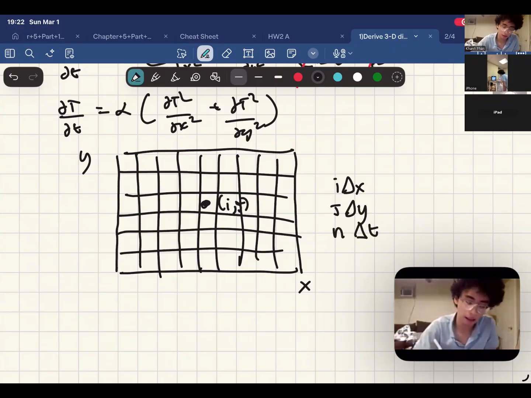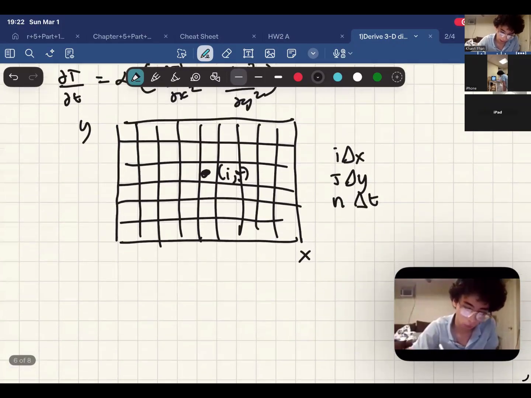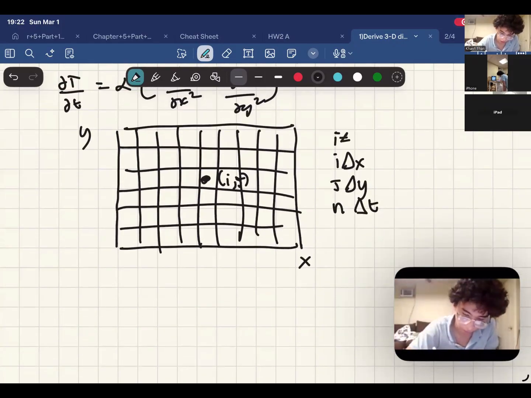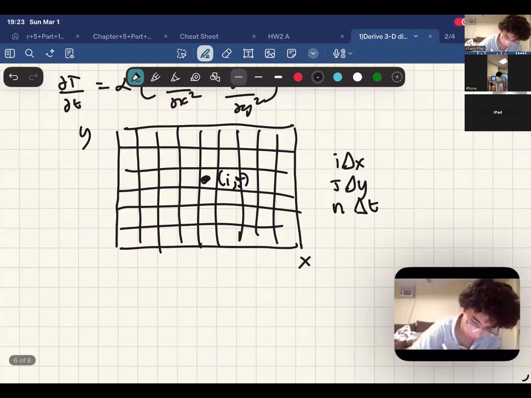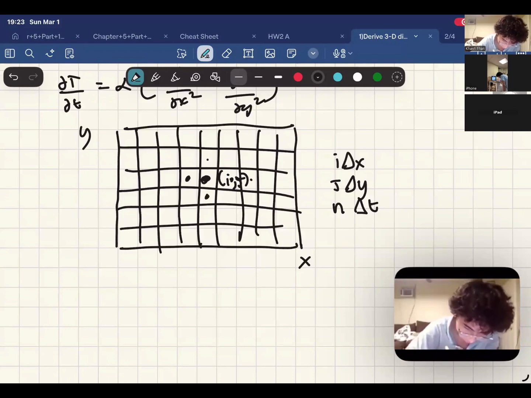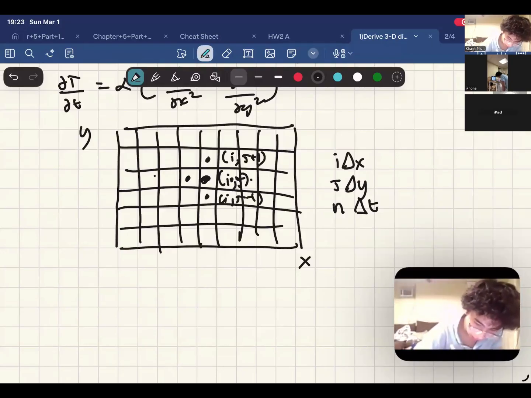And so this is i, then i plus 1, i minus 1. So i plus 1 would be over here, and then i minus 1, and then j minus 1, j plus 1. So j plus 1, i over j minus 1, i minus 1 over j, i plus 1 over j.